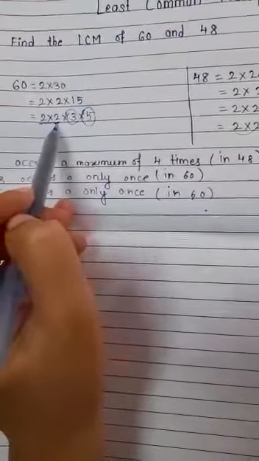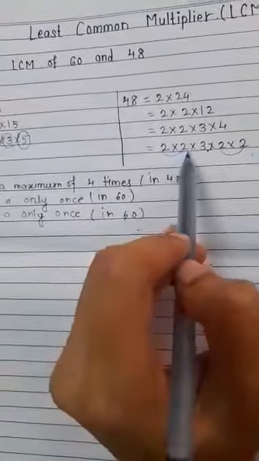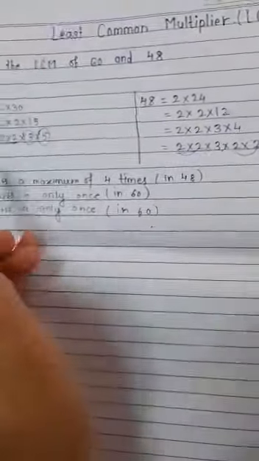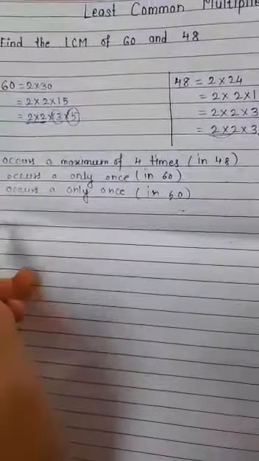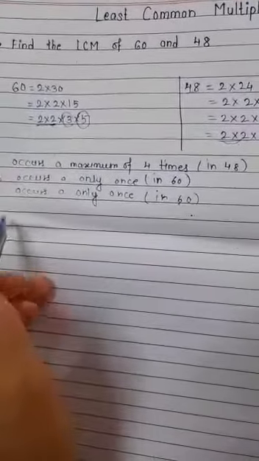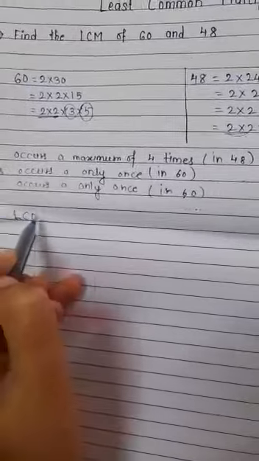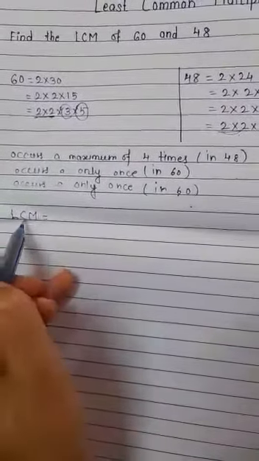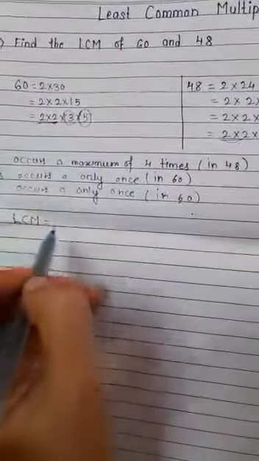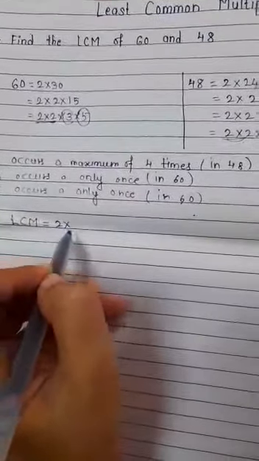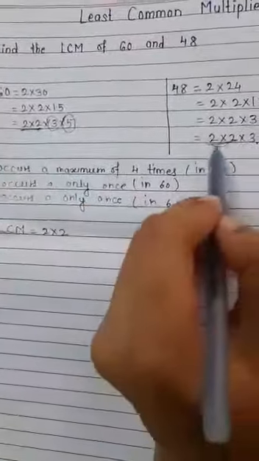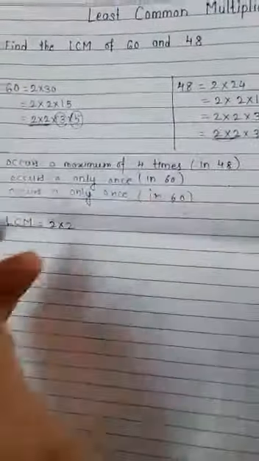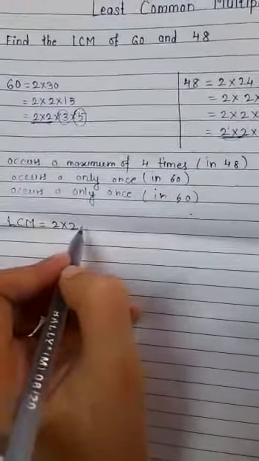these 2 into 2, that is 4, and these 2 into 2, that is 4, both are common. So here LCM, that is least common multiple, is equal to 2 into 2. Why 2 into 2? Because these 2 into 2 and these 2 into 2 are common in both the numbers.